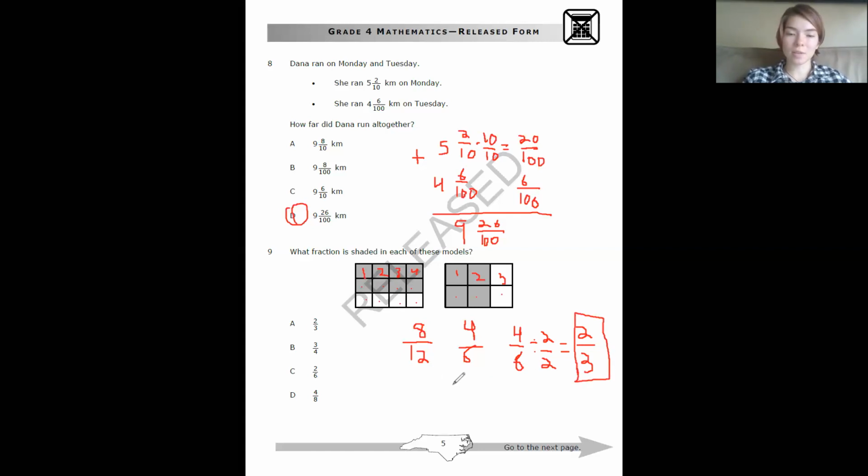And if we did the same thing with 8/12, the biggest number that goes into both 8 and 12 is 4. So we're going to do 8 divided by 4 over 12 divided by 4, which equals 2 over 3. So both of these fractions equal 2/3.